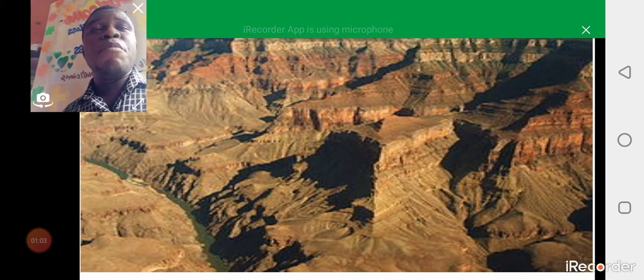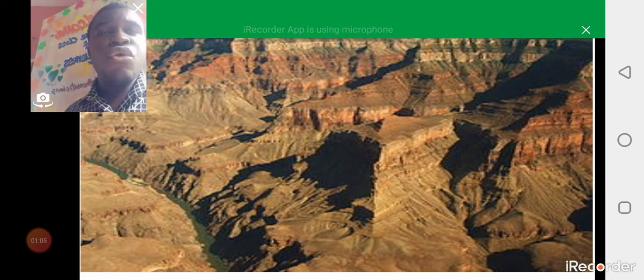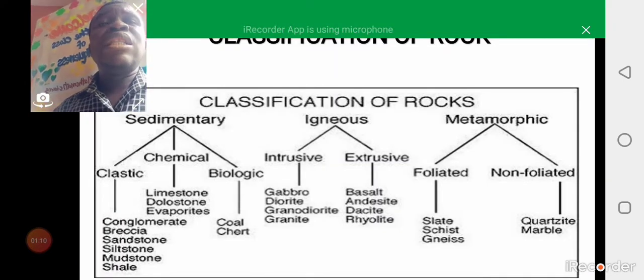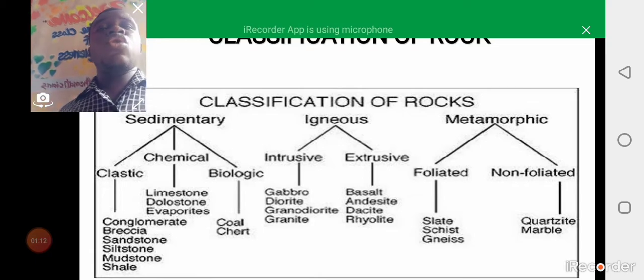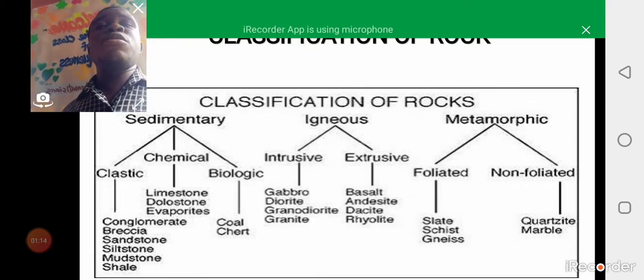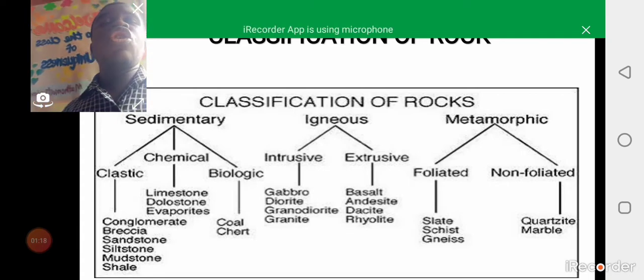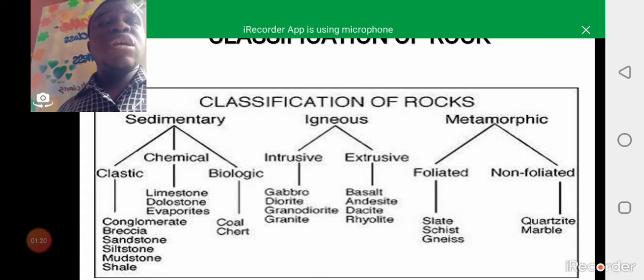Now I want you to put it at the back of your mind. This is a picture of rock, or a sample of rock. Next, take note that rock can be classified into 3, with the acronym SIM. SIM simply means sedimentary, igneous, and metamorphic.